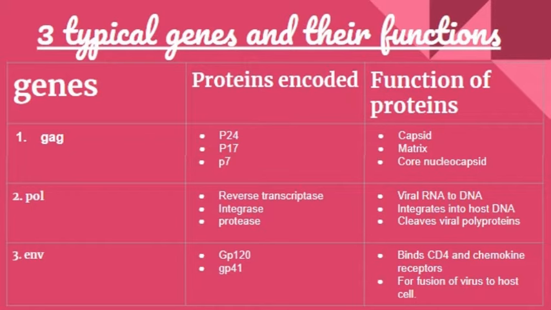Glycoproteins are responsible for targeting, for binding to the target, and for entry into the target. GP120 and GP41. You have seen in the structure, they are embedded in the envelope, creating the envelope glycoprotein complex. GP120 binds the CD4 and the chemokine receptors, and GP41 is responsible for the fusion of virus to the host cell.